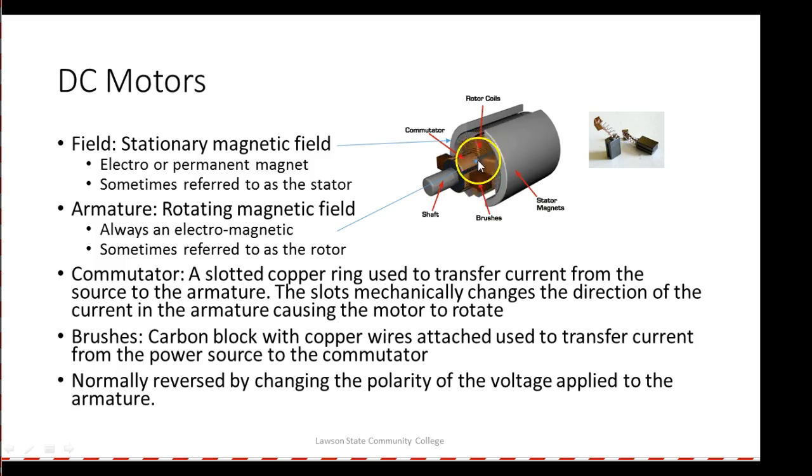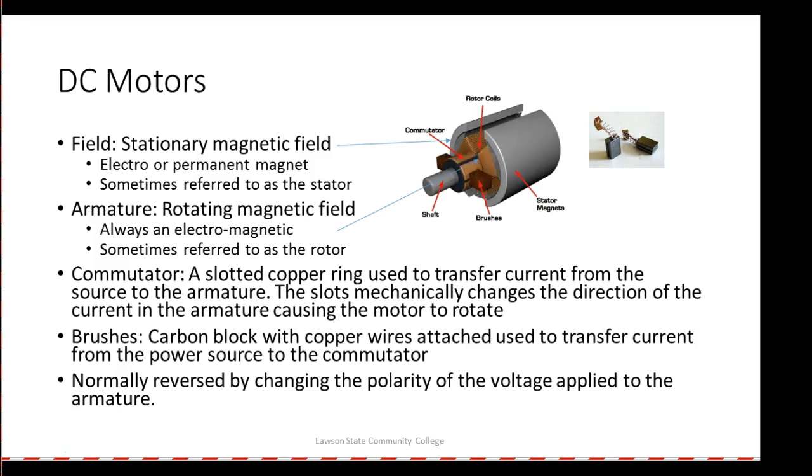So a DC motor has this unit back here that we refer to as a commutator. Can y'all see that? Commutator: a slotted copper ring used to transfer current from the source to the armature. The slots mechanically change the direction of the current flow in the armature, causing the motor to do what? To rotate. So what happens is right here where the magnetic field is, I switch that right here. So if this is a south, and it gets right there, and I switch it from a north, then what's it going to do? It's going to make it swing to the south, and it's going to cause it to rotate.